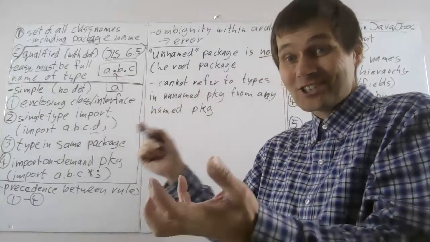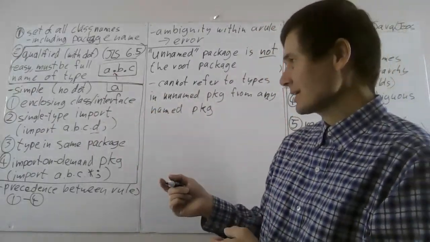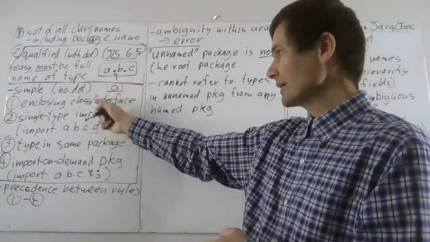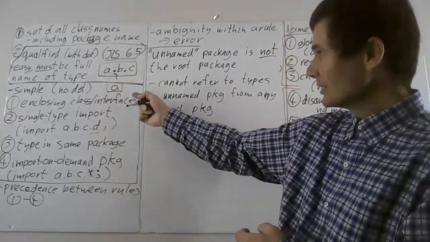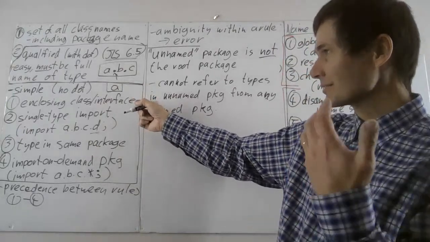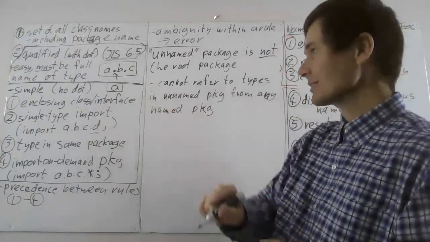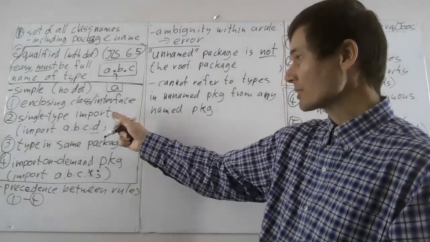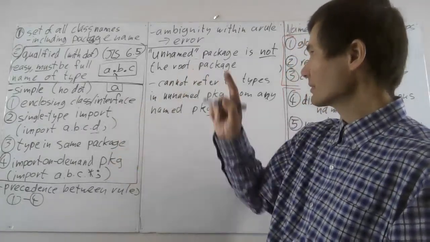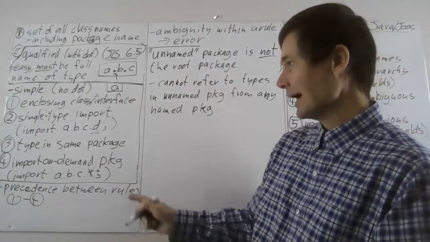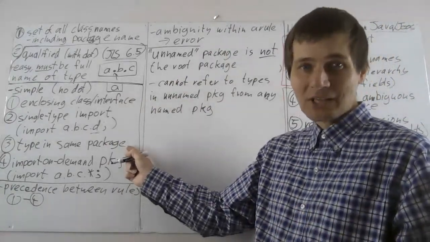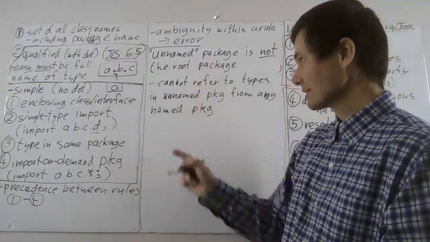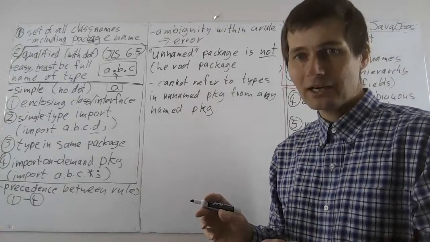I'd have to just say C for class C. And so then it goes through these rules of a simple name. And if I'm referring to it from another package, then it's not the enclosing interface. There's no way to import the unnamed package. And it can't be a type in the same package if I'm in a named package, but the type was declared in the unnamed package.